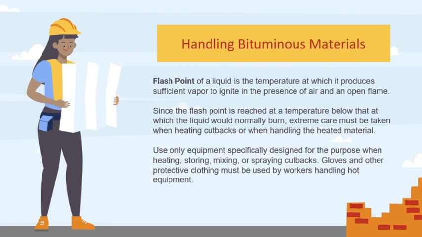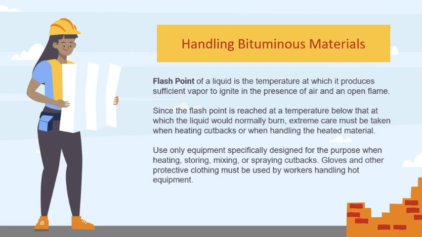So when cutbacks are heated for mixing or spraying, they're usually above their flash point. So what is flash point? Flash point of a liquid is the temperature at which it produces sufficient vapor to ignite in the presence of air and an open flame. Since the flash point is reached at a maximum temperature below that which the liquid would normally burn, extreme care must be taken when heating cutbacks or when handling the heated material. No open flame or spark producing equipment should be allowed near the hot liquid. Use only equipment specifically designed for it. So ito po, more on precautionary measures na.